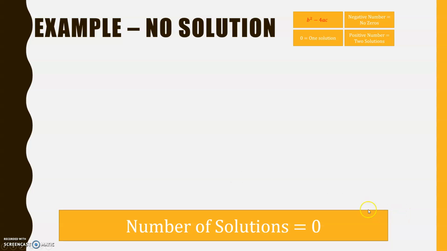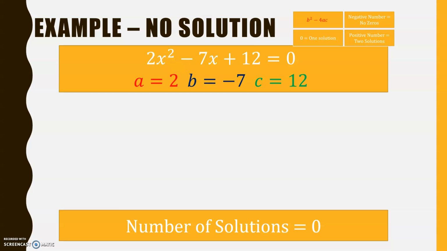Here's one where we're going to get 0 solutions. So that means if we look back up here, we get no zeros when the discriminant is a negative number. So we're going to anticipate that our discriminant is going to be negative. Let's see if that's the case. Okay, so we'll start with this quadratic: 2x squared minus 7x plus 12 equals 0. Conveniently already in standard form.